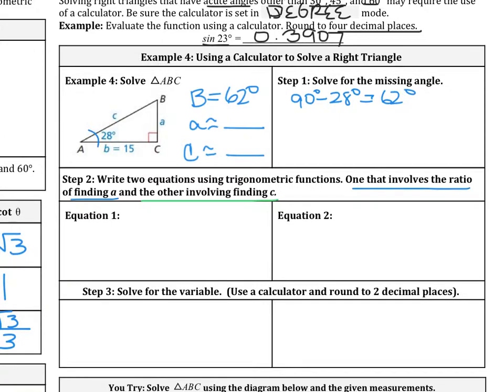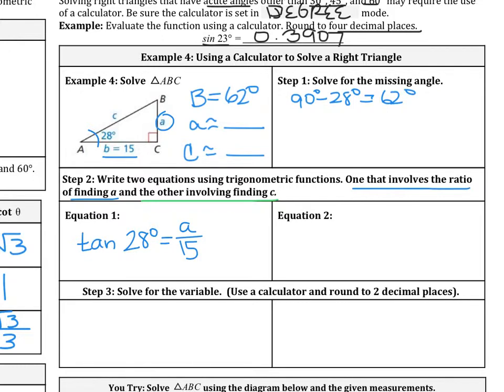We know that angle A is 28 degrees, and we know that side B is 15. So let's find one to try to find A. So if we know 28, we know what? We have opposite over adjacent. So let's say one of the trig ratios we can use is tangent of 28 degrees equals A over 15. Now let's do equation 2.